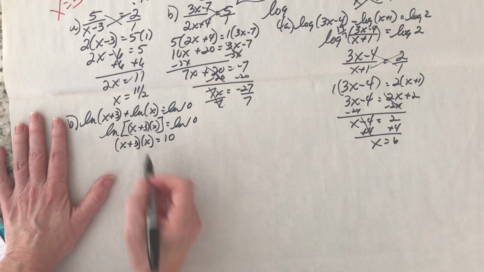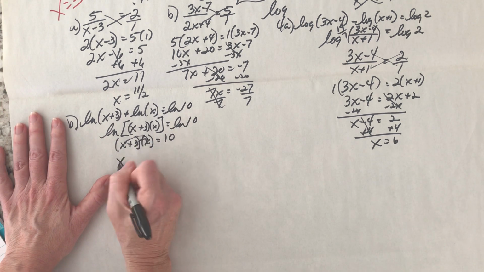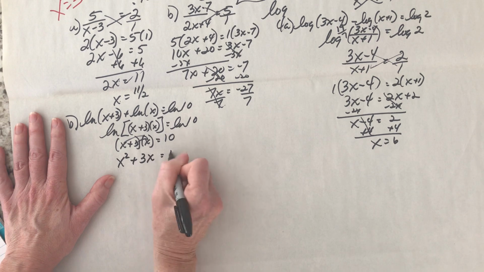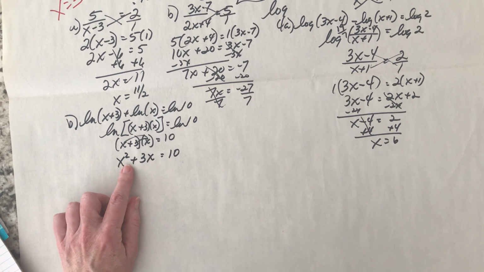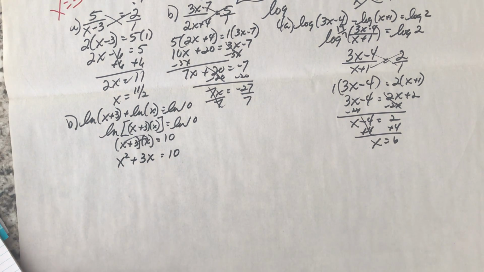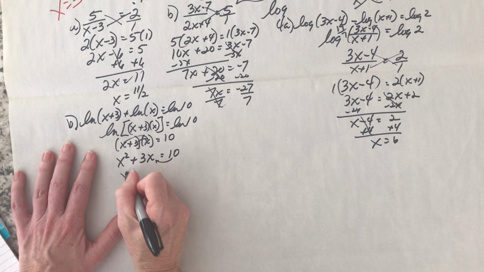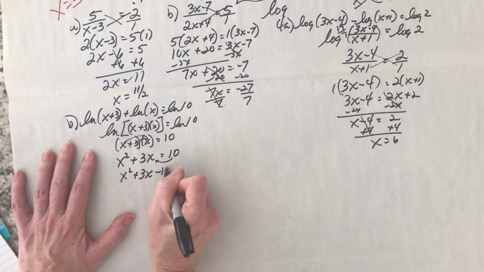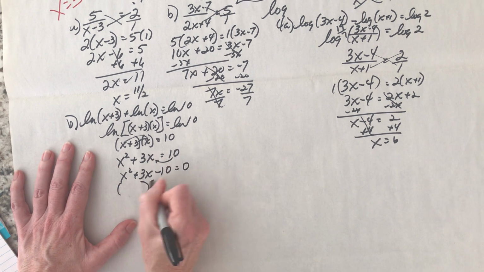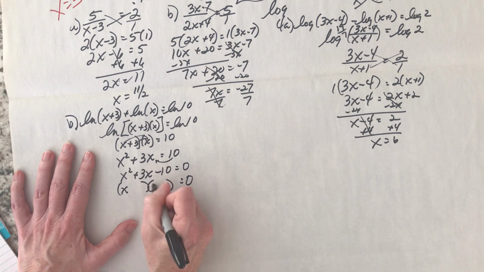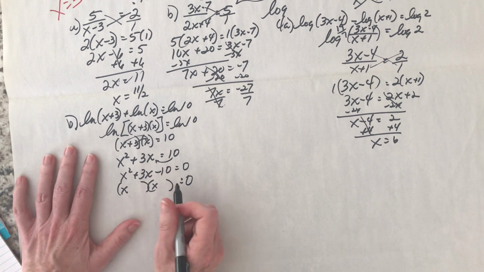Let's multiply this out, distribute this out. So x squared plus 3x equals 10. Oh, x squared, we're going to be factoring in this problem. So you know with factoring, the principle that we use is the zero factor property. So get a 0 over here. x squared plus 3x minus 10 equals 0. Now let's factor it. x and x. Signs need to be different.